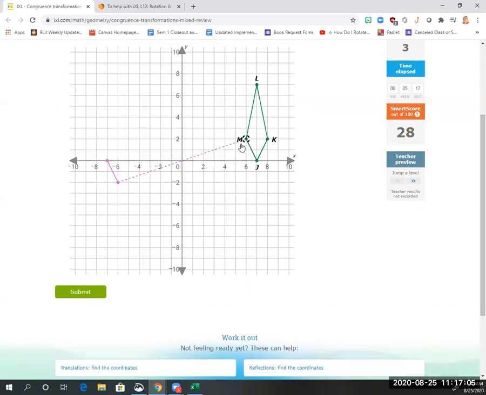Okay, so I have to go in the same order. So now I'm going to go up to L, and that is 7, 7. So I'm going to go negative 7, negative 7. And then this one is 8, 2. So I'm going to go negative 8, negative 2.